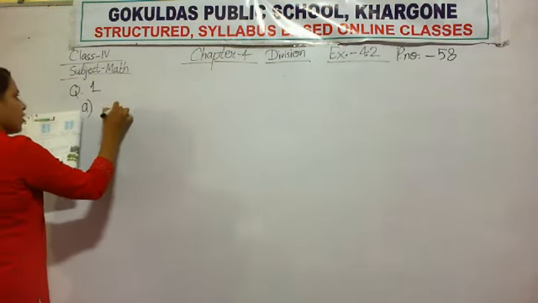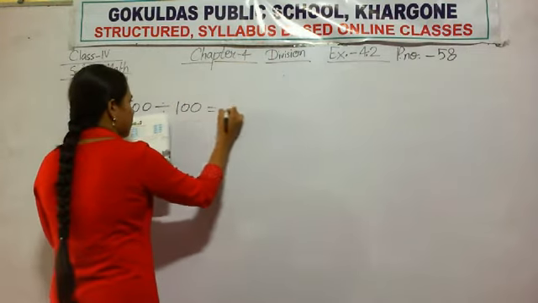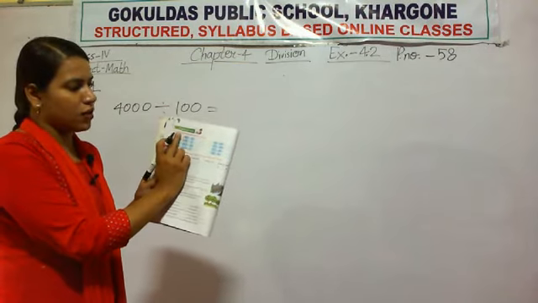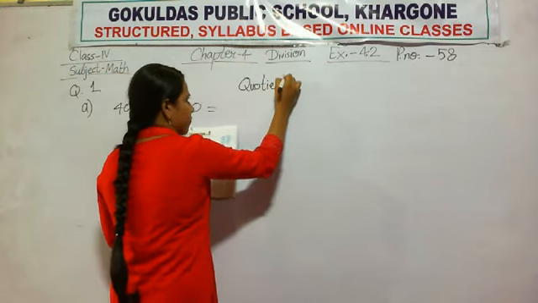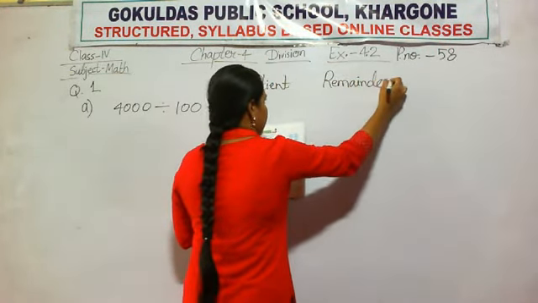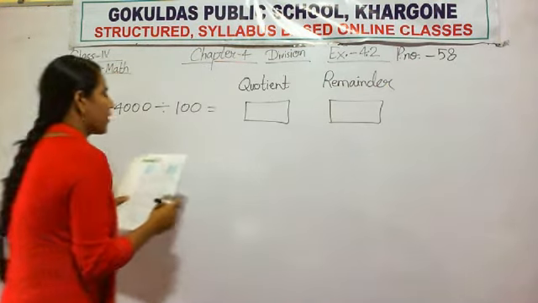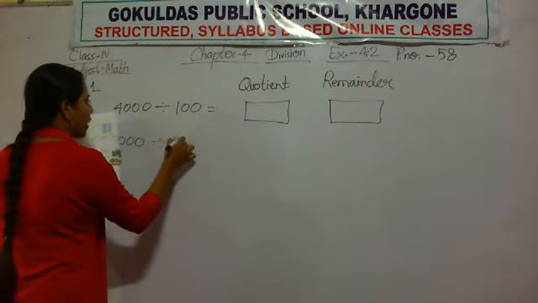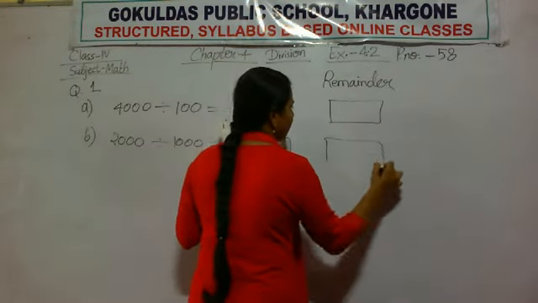A, 4000 divided by 100. Here your question is to find the quotient and remainder. We will write the quotient over here and the remainder over here. Okay. B, 2000 divided by 1000. You need to write the quotient and remainder.